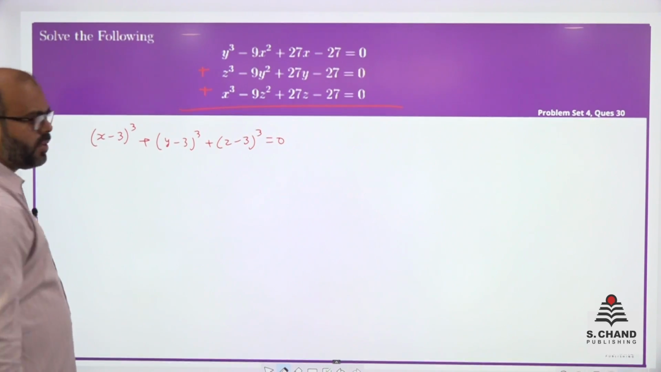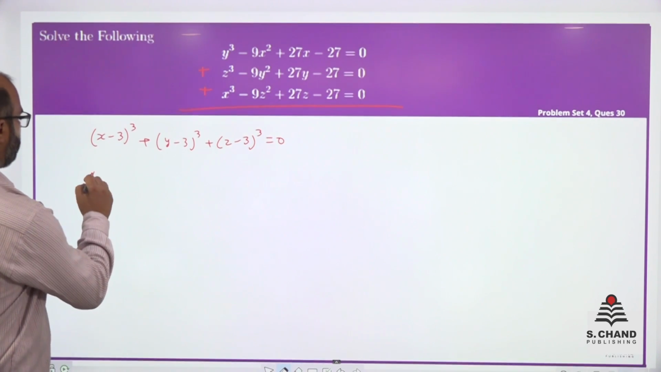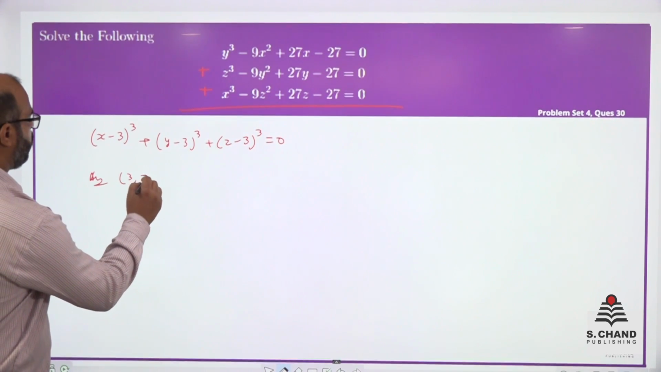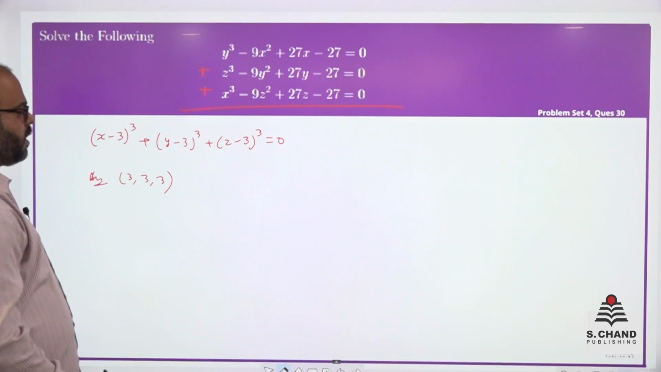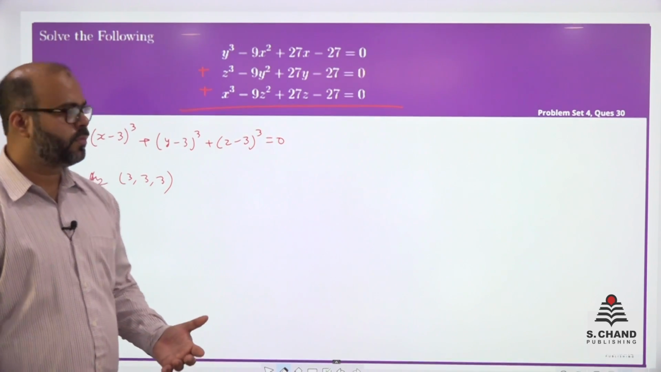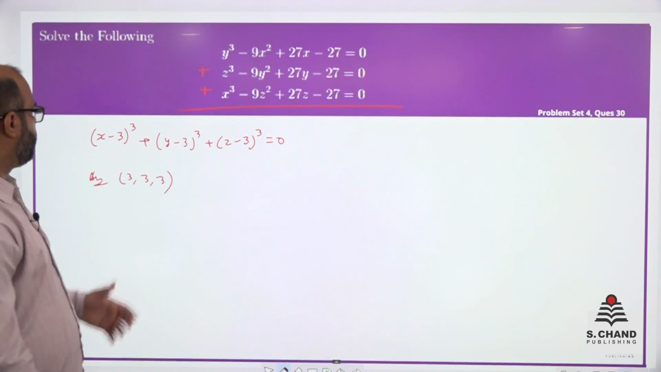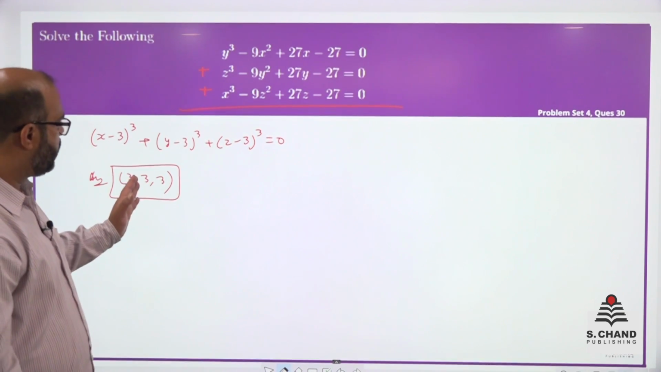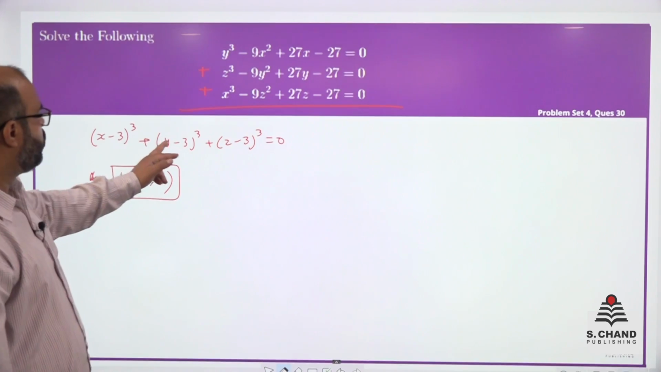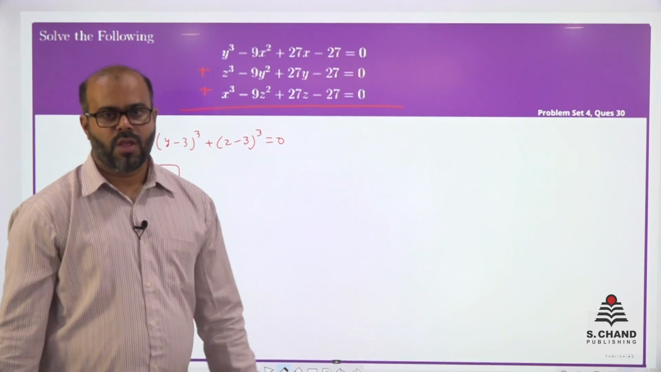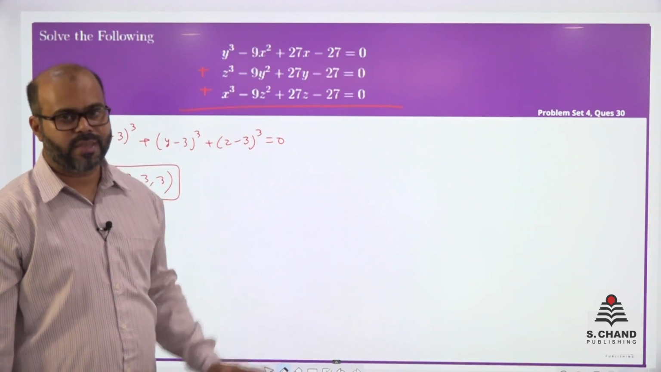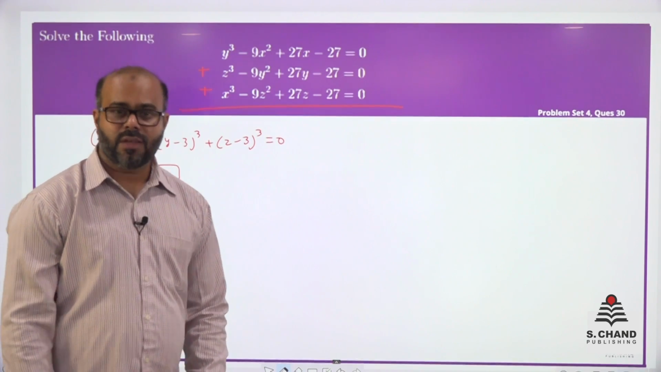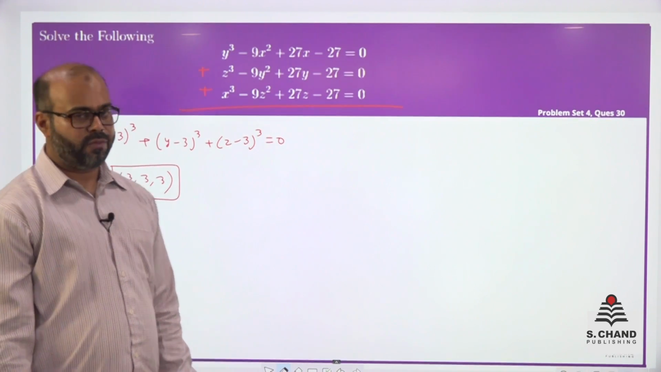So one trivial solution which is here is 3, 3, 3. But our solution is not over here. We can't just say that 3, 3, 3 is the only answer. Yes, 3, 3, 3 is an answer, because this will become 0, this will become 0, this will become 0, and the sum of the equations will be satisfied. But is this the only solution? So that we have to see.